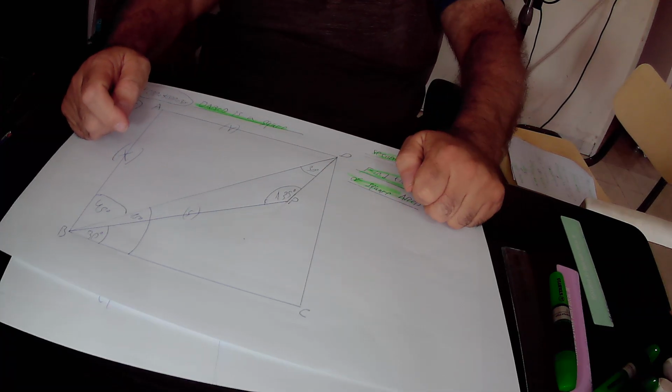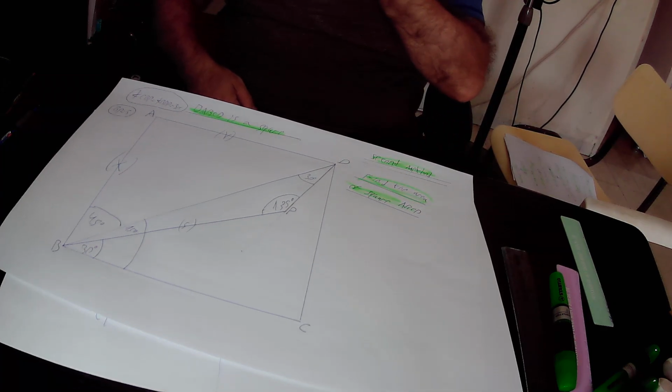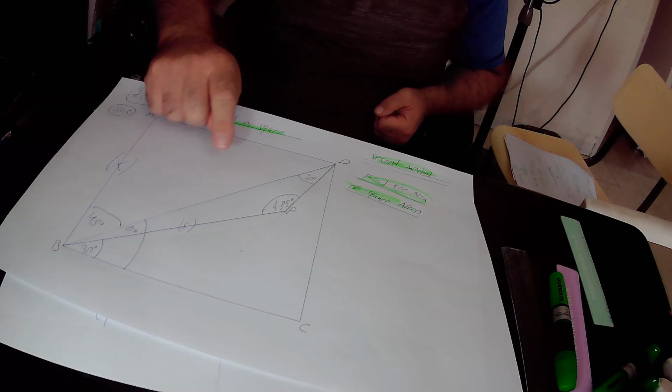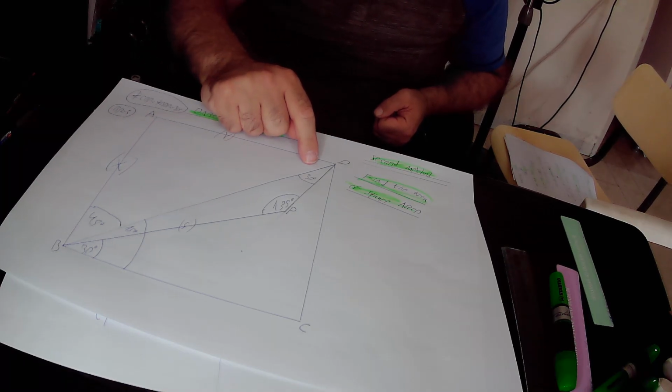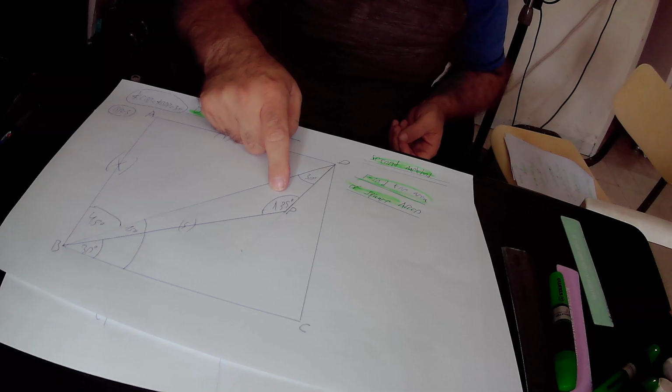Okay. So 15 degrees plus 30 degrees is 45 degrees. Therefore, this angle must be equal to 135 degrees in size, according to the rule that I mentioned many times, that the sum of the angles in a triangle is equal to 180 degrees.